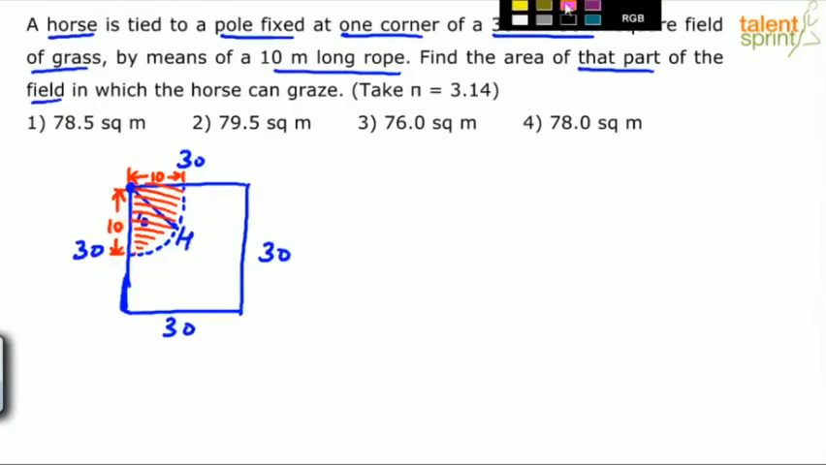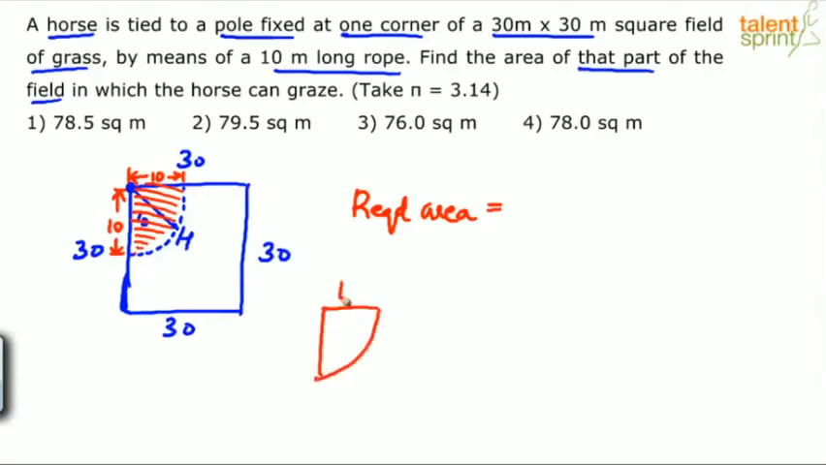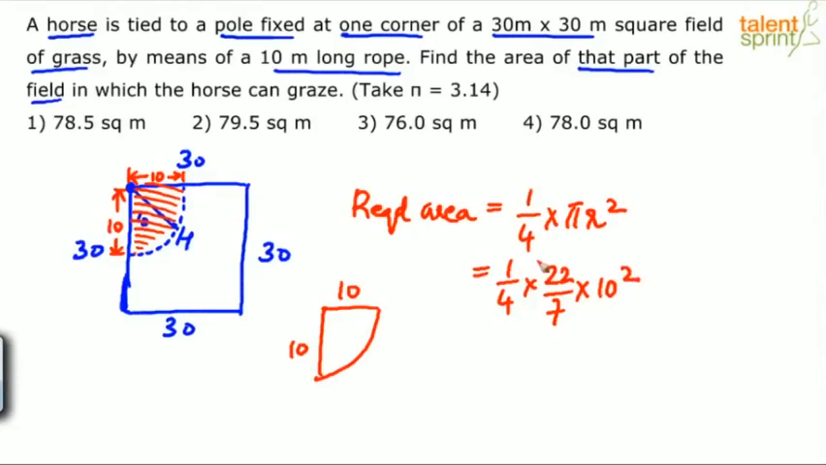So how do you get the required area? The required area will be 1/4 of a circle. This is like a quarter circle, where the radius is 10, right? So 1/4 of pi r square. Substitute: 1/4 into 22/7 into r square. What is r? r is 10. Remember, the length is nothing but the radius, 10 square. I think he has asked us to take pi as 3.14. So 1/4 into 3.14 into 10 square.